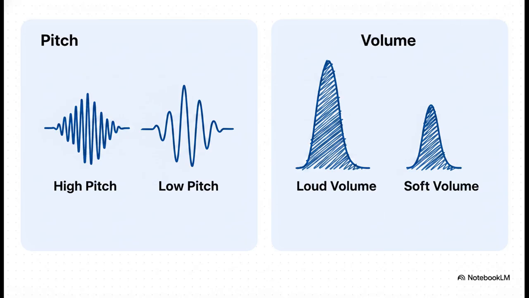Pitch is determined entirely by speed, how fast an object vibrates. Volume, on the other hand, is determined by physical size, how far the object is physically swinging back and forth. Let's break that down.